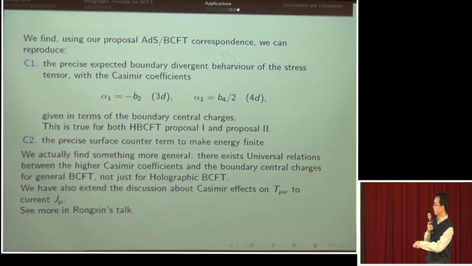So recently, as I said, we have extended the discussion of the Casimir effect, basically the presence of a boundary on the energy momentum tensor, to the current, and we find an interesting effect on this induced current in the presence of an external B field. In that case, the leading term is not because of the curvature of the boundary, but because of the external field introduced.